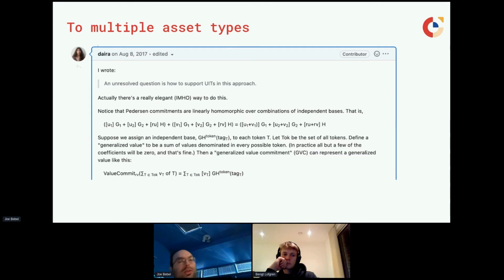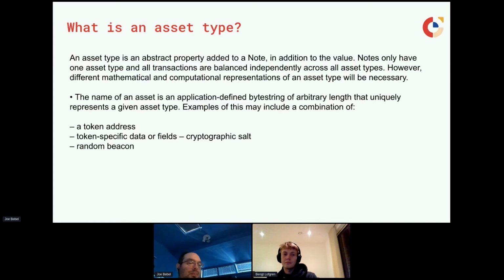So this is, again, one reason why it's very much worth, for educational purposes, understanding the GitHub issues. So let's diverge from Sapling for a second and just discuss what is an asset type. What are we formally trying to do here?